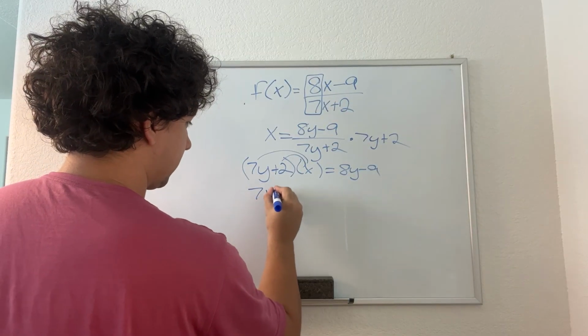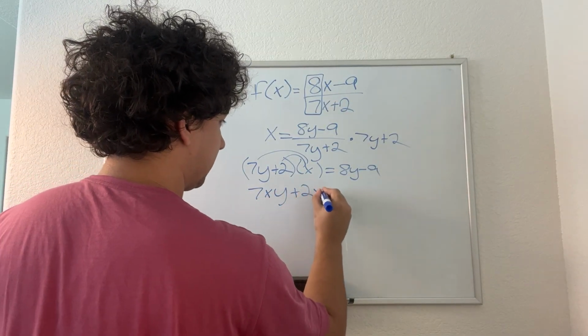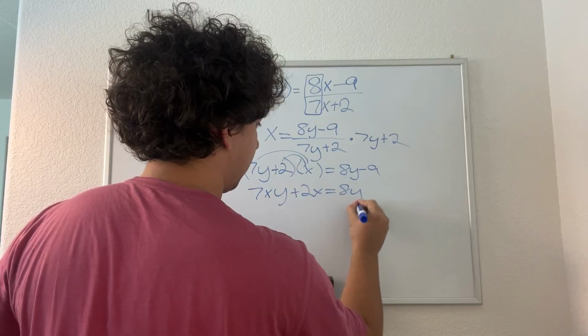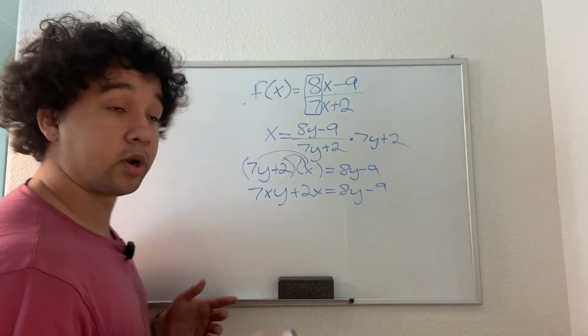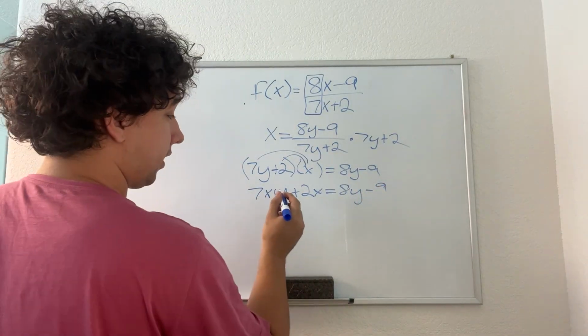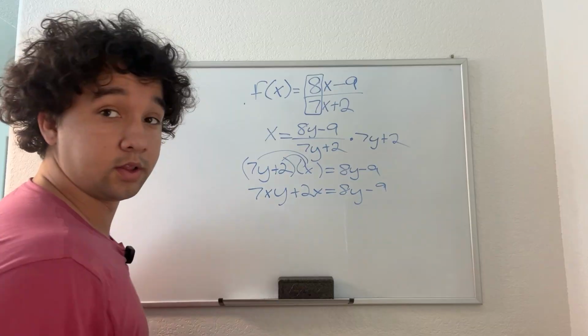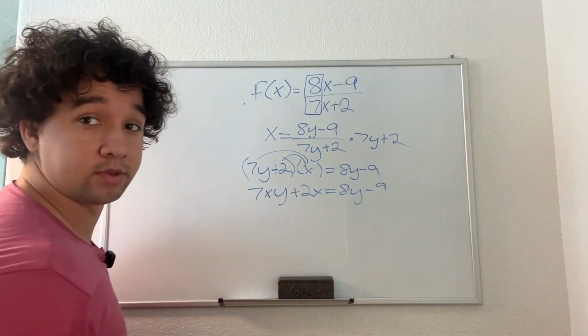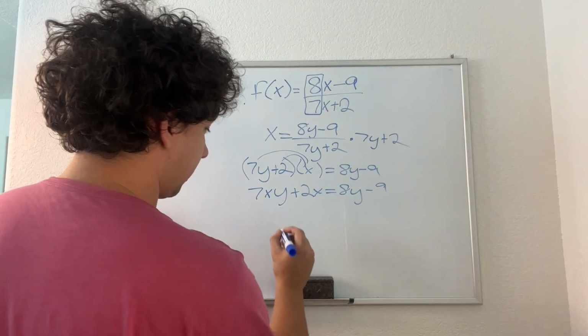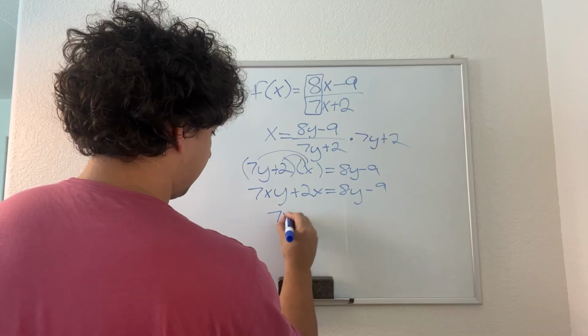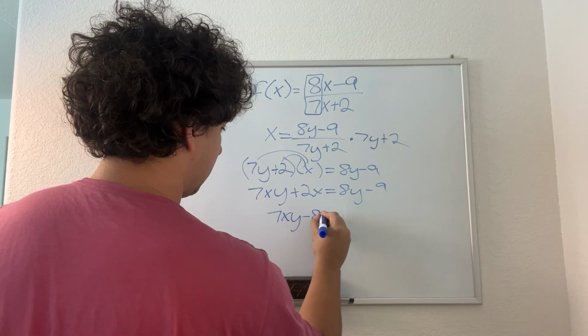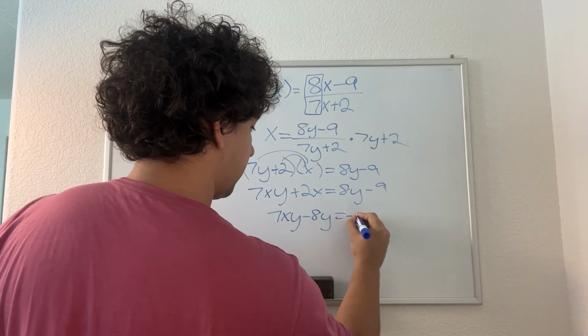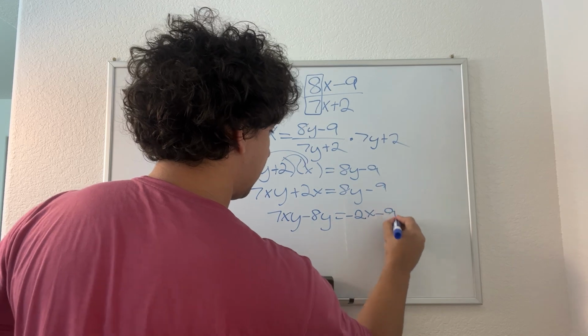Next thing I'm going to do here is distribute the x to both terms. So 7xy plus 2x is equal to 8y minus 9. Now what I'm going to do is move all of my x terms and other terms to the right side while moving all my y terms to the left side. So I'm grouping everything up. So in this case, 7xy minus 8y is equal to negative 2x minus 9.